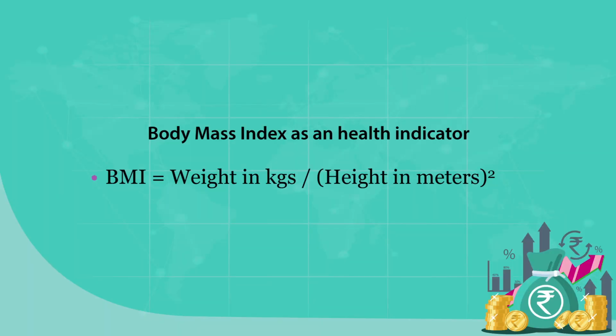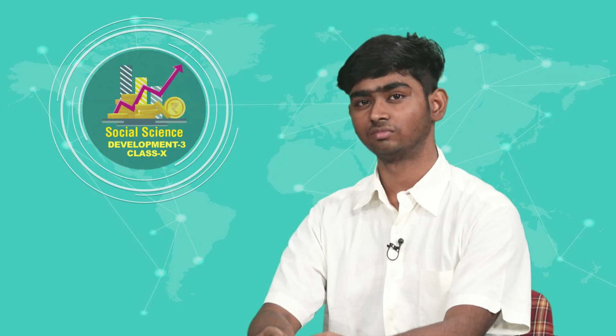Before that, I asked you to calculate the body mass index. Yes, viewers, body mass index is an important health indicator. It tells you whether a person is malnourished, has a normal level of nutrition, or is obese. Obesity is also a form of malnutrition. It is not that obesity means it is better. People who are obese are also malnourished, that means they are not having a proper diet.